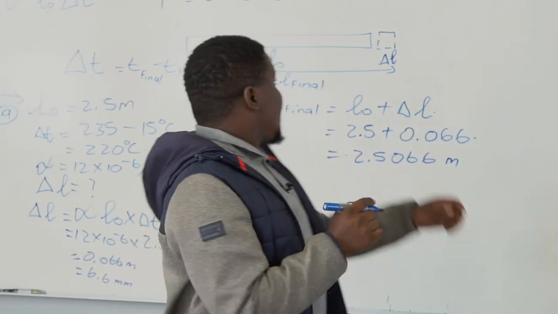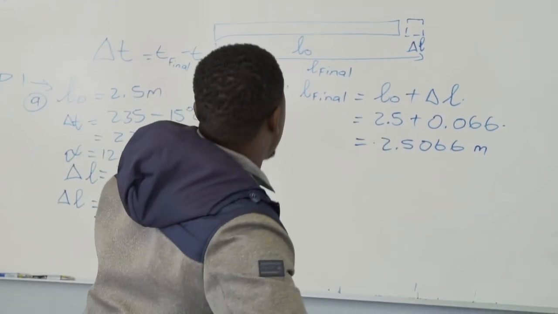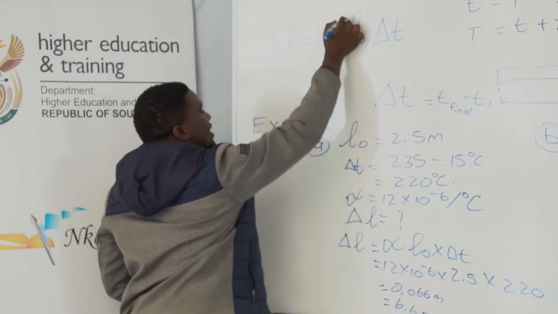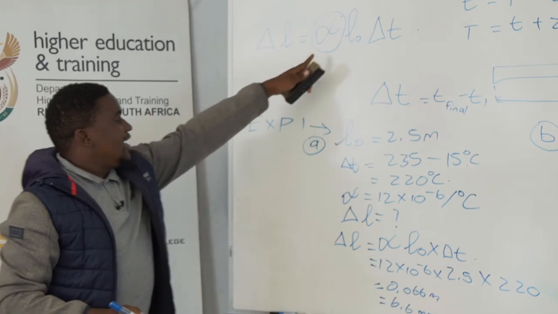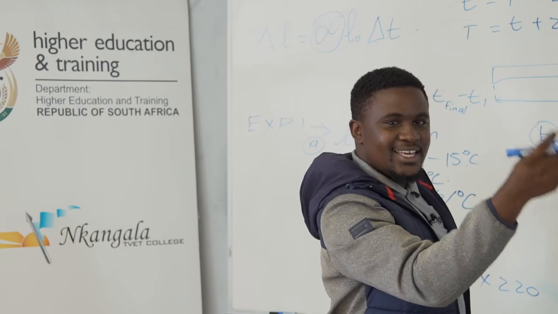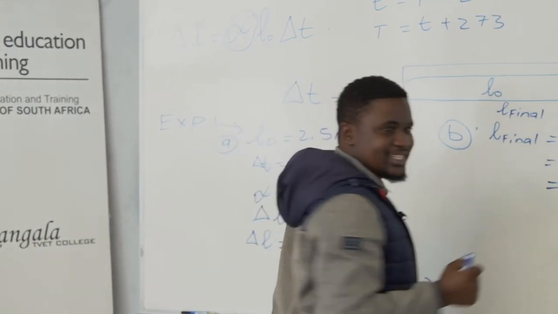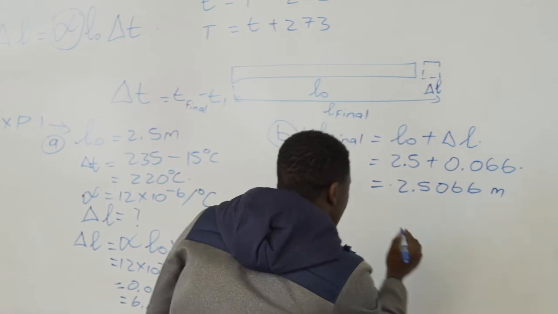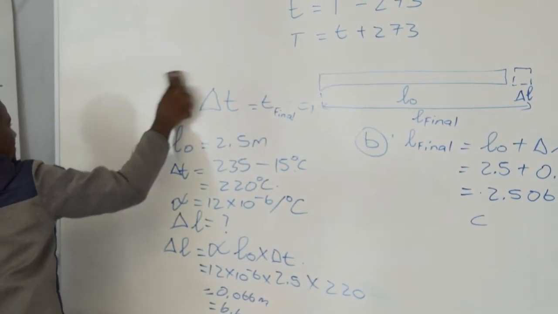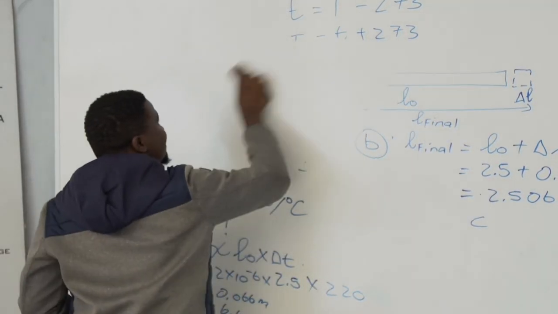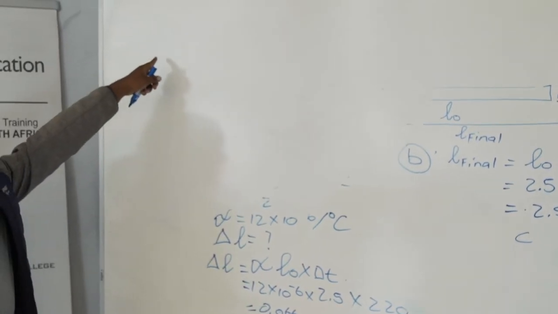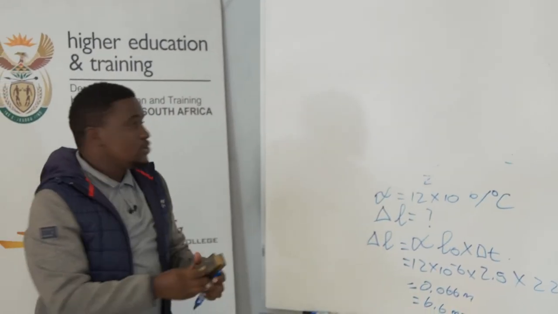So now this is what it is said. Remember previously we were looking at the coefficient, which is alpha, the coefficient of linear expansion. But now they are talking of the specific heat capacity. What is the specific heat capacity? Now we are talking of C, the specific heat capacity. All these constants, the coefficient of linear expansion, the specific heat capacity, which is our C.